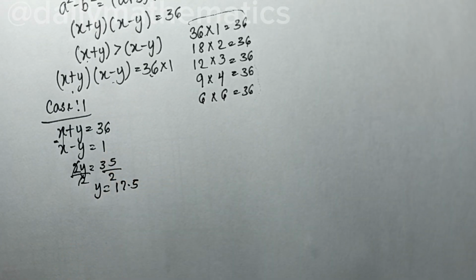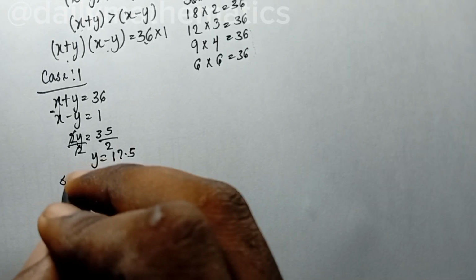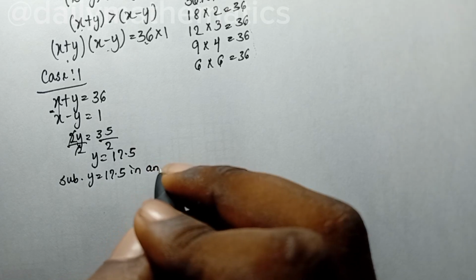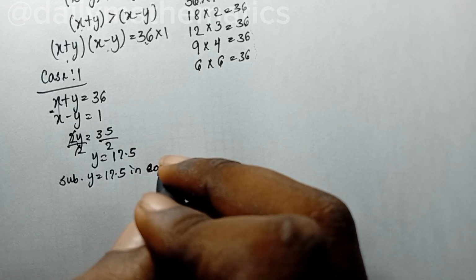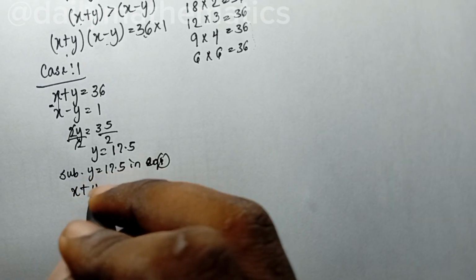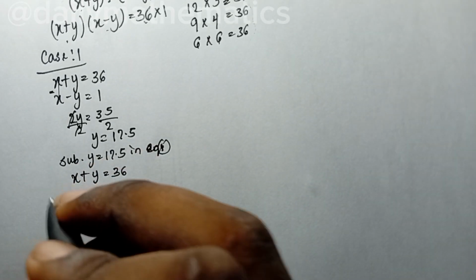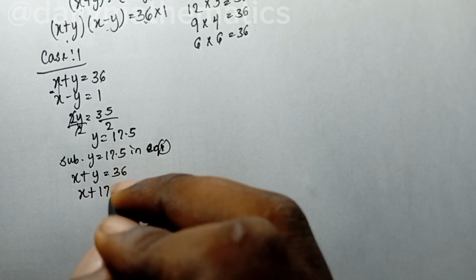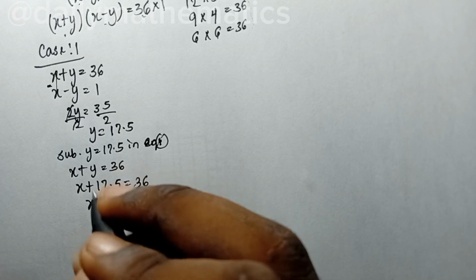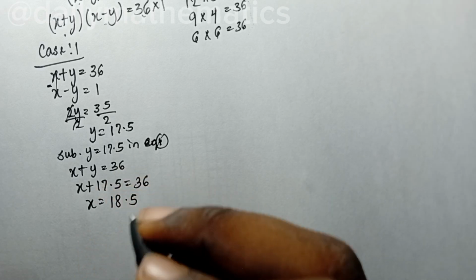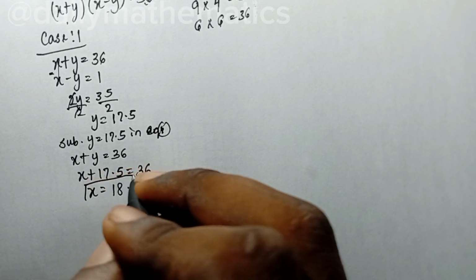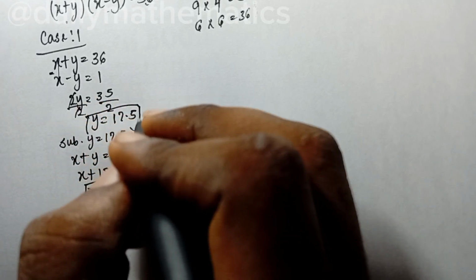So we substitute the value of y, y equals 17.5, into equation 1. We have x plus y equals 36, so x plus 17.5 equals 36, and therefore x gives us 18.5. That's the value of x and the value of y for case 1.